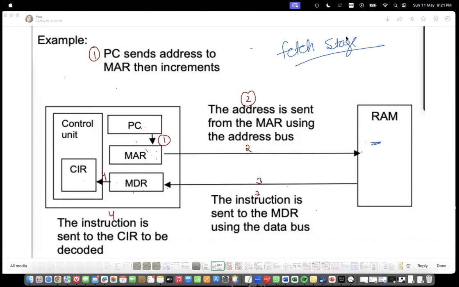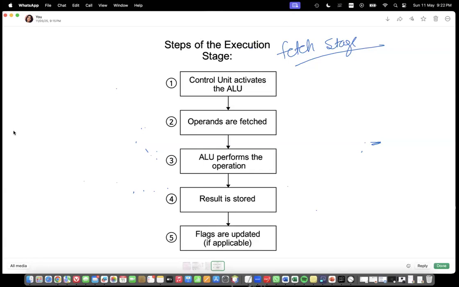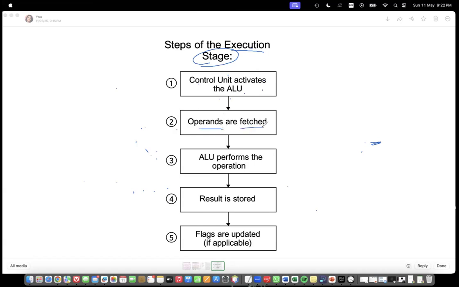In the same way we can show the execution stage. This is the diagram of the execution stage. The control unit will activate the ALU, because the control unit decodes the instructions and explains to the ALU what to do with this instruction. The second step is operands are fetched. Operands means they hold some data. The ALU performs the operations. This is the third step.